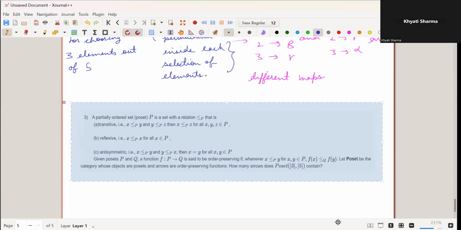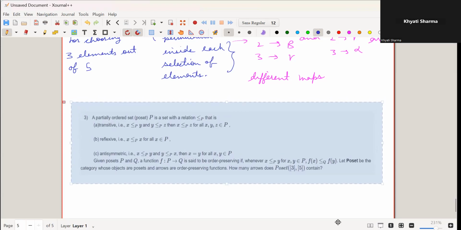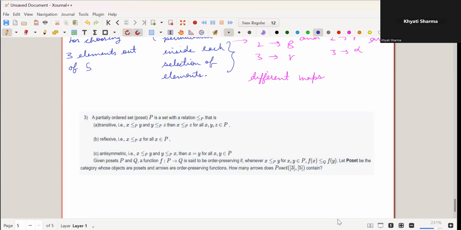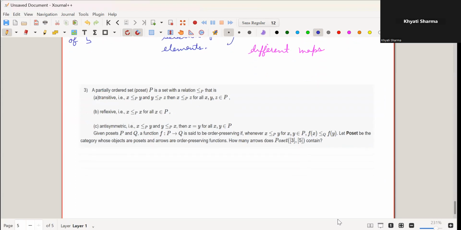It says a partially ordered set, poset P, is a set with a relation that is transitive, meaning if x is related to y and y is related to z, then x is related to z for all x, y, z in P. Reflexive, that is x is related to x for all x belonging to P. And antisymmetric, meaning if x is related to y and y is related to x, then x equals y for all x, y in P.